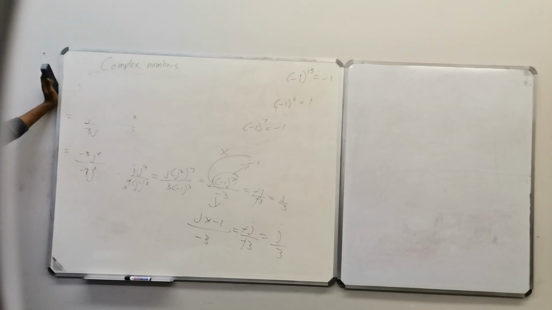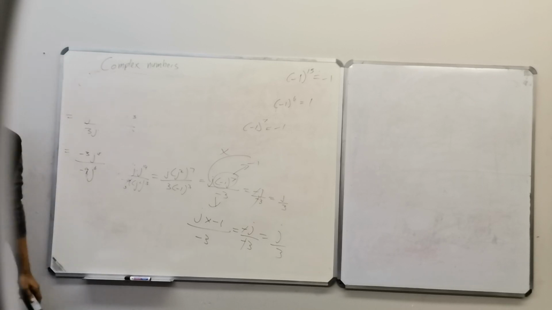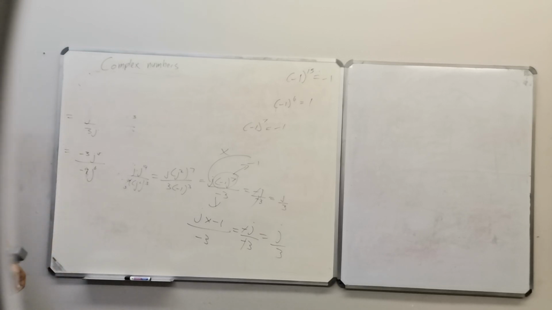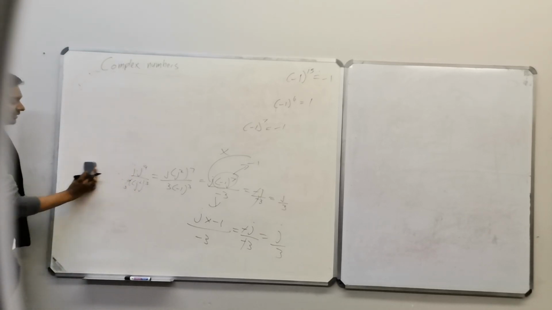When you've got -3 over -9, j to the power 15 on top and j to the power 6 on the bottom, what if you use exponents and just say j to the 15 minus 6? You can do that, yeah, that's the easy way, isn't it? But when we're doing it now in the complex number, then okay, so that is a method.